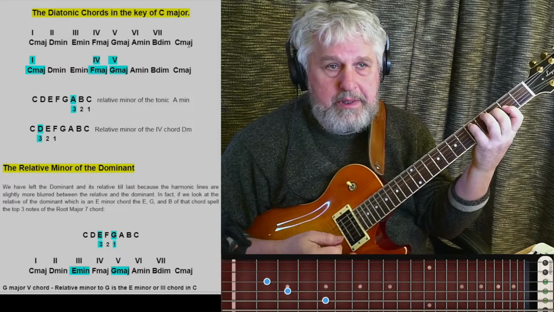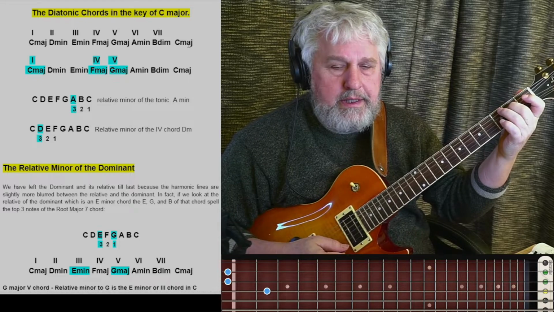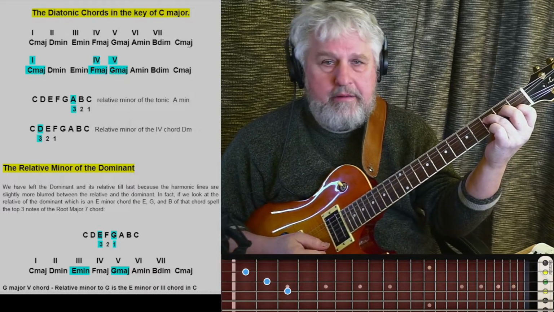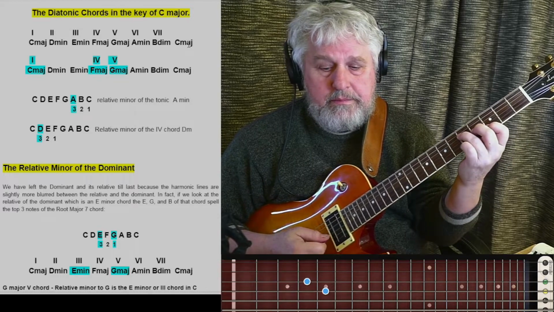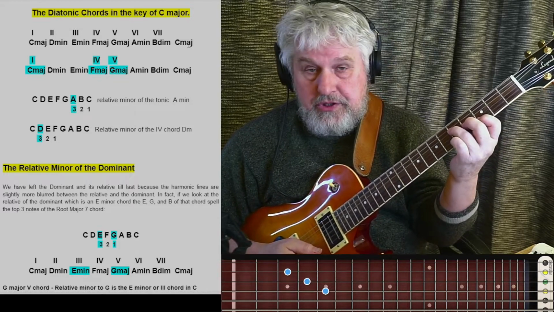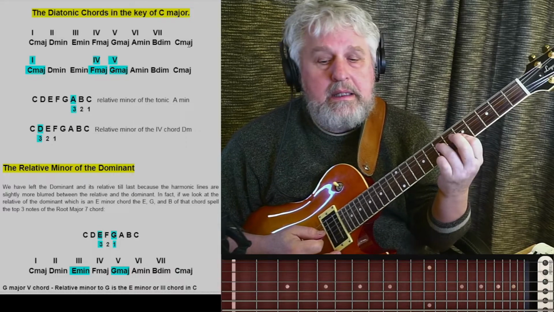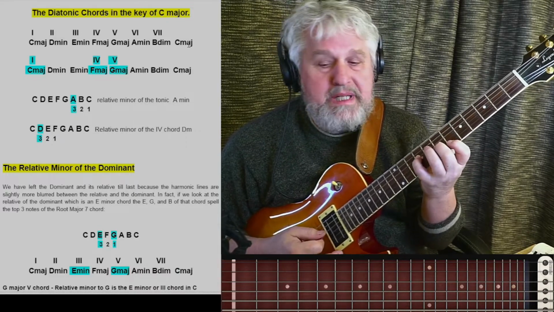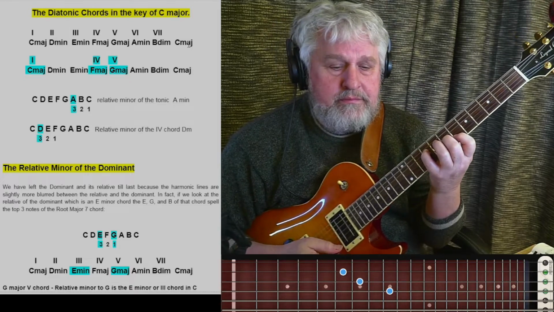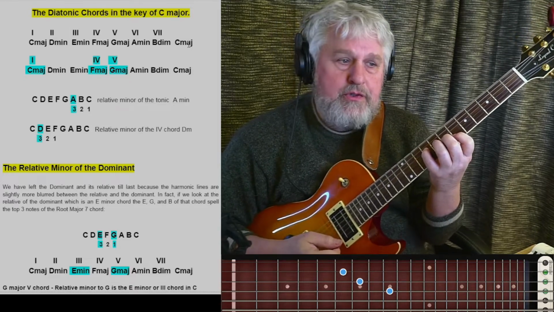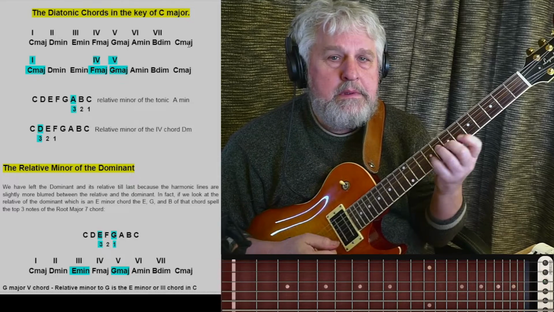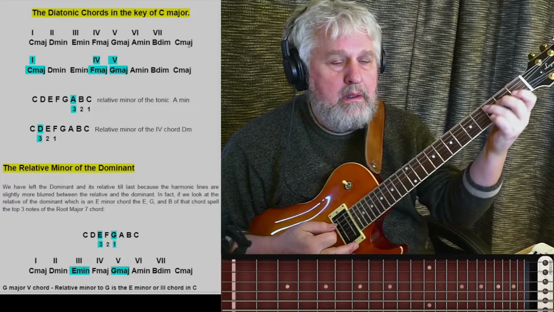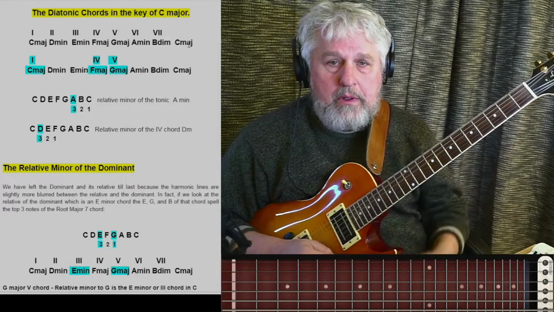D, F, A gives me D minor chord. E, G, B gives me E minor. F, A, C gives me F major. G, B, D gives me G major. A, C, E gives me A minor. B, D, F gives me B diminished, and C. And each of these chords that I play here are in what we call root position.